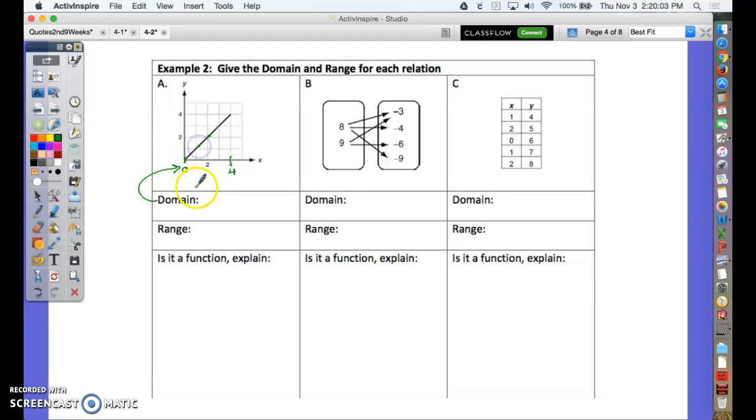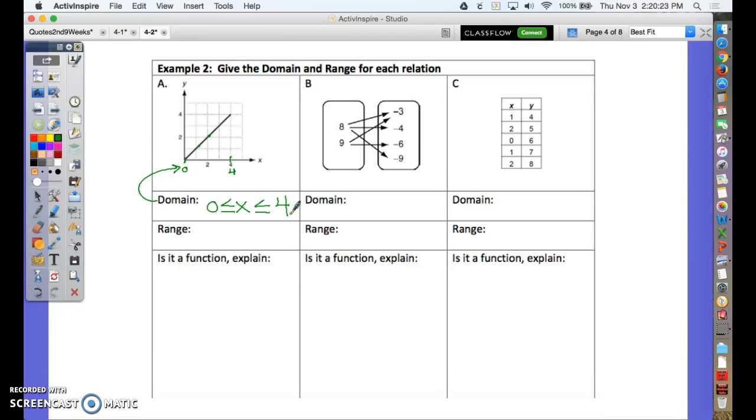Even at 0.555, there would be a point on this graph. So we would use a compound inequality. We would say that x is greater than or equal to 0, and at the same time, it's less than or equal to 4. If you're using an inequality to state the domain, you do not need the curly brackets.